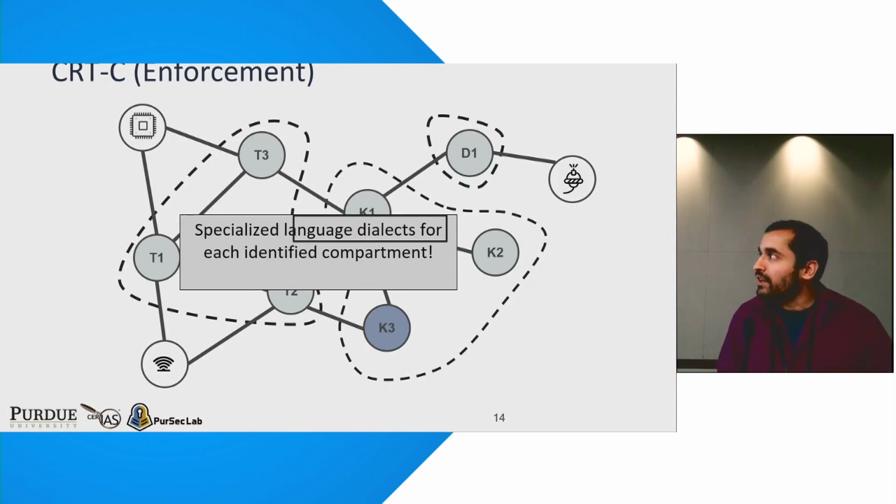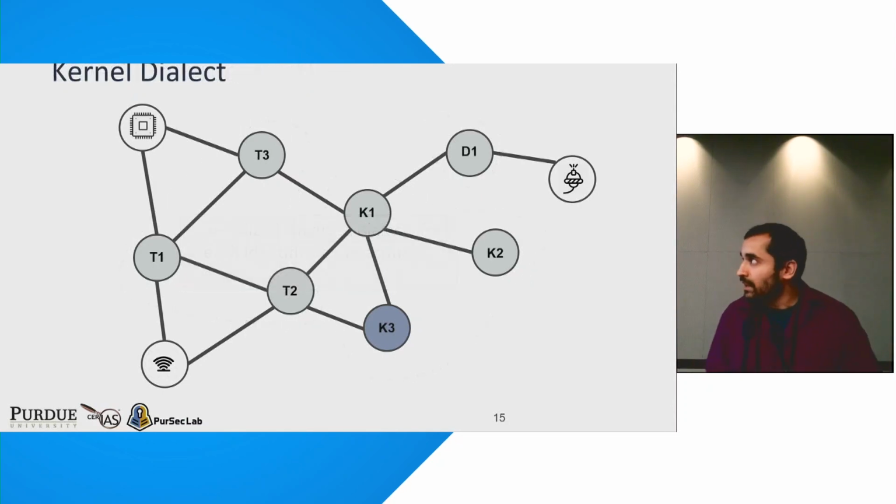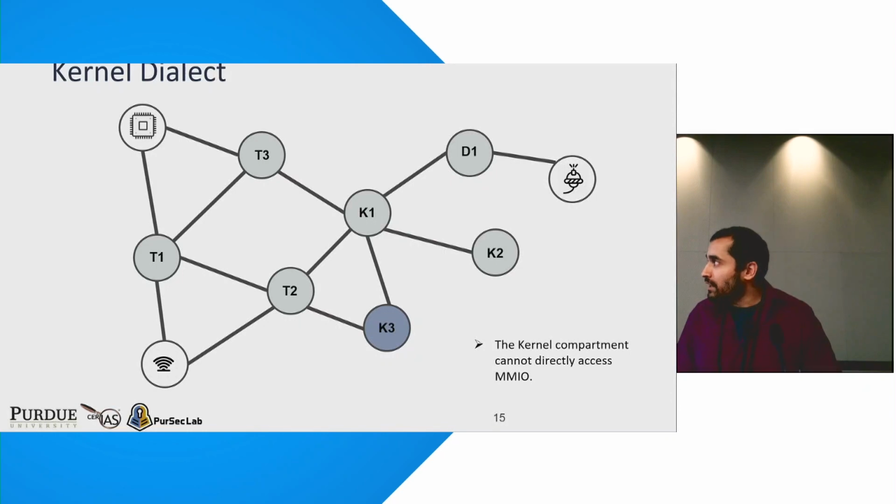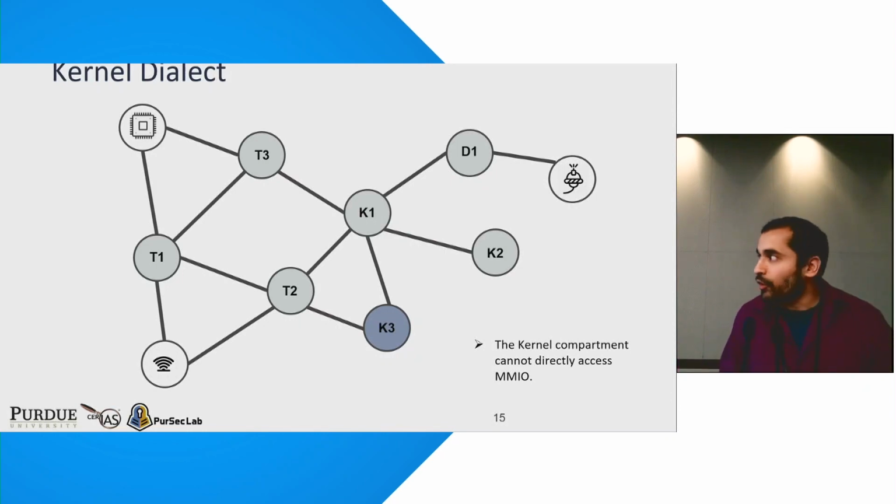So in our work, we have three different types of compartments: kernel compartment, thread compartment, and the driver compartment. So let's just talk about each of the dialects in the system. The kernel dialect is the highest privilege. You can do whatever you want in this dialect. But it still has one restriction. The kernel compartment cannot directly access MMIO. And the reason it cannot directly access MMIO is the way we do our identification. Because anything that's doing MMIO is already regarded as the driver compartment.